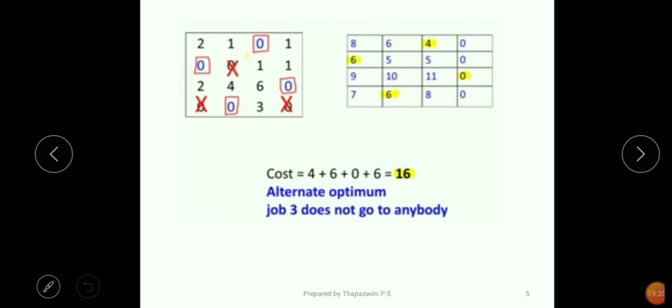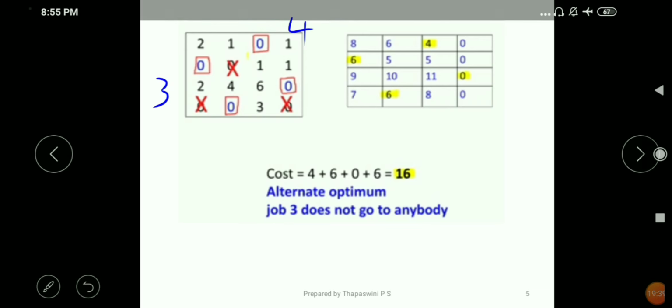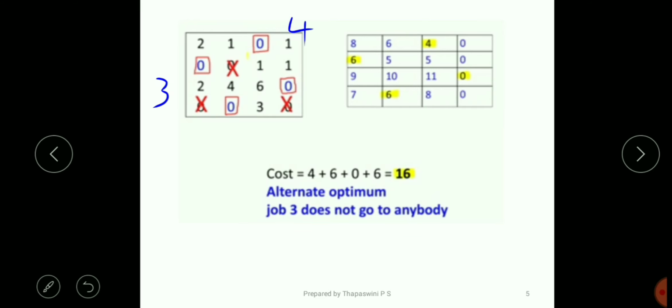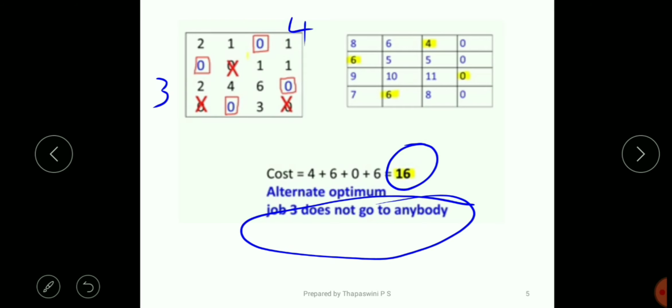And you can see that the third job is assigned to the fourth person, and this fourth person is an imaginary person that we have created. That means job 3 does not go to anybody, and the particular problem will have an alternate optimum. Both the costs will be equal to 16.